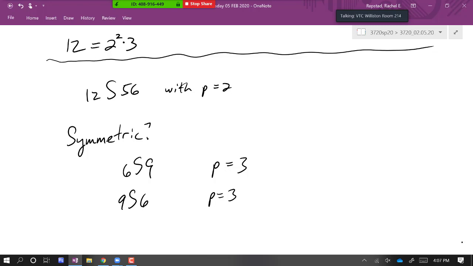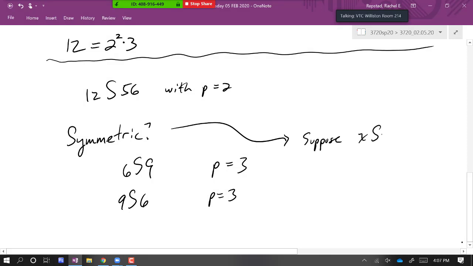So usually if we're trying to show something symmetric, we might start by saying suppose Rachel, X is related to Y. Yeah. Can I take a whack at this? Yeah. An example, because this is something I struggled with last semester too.